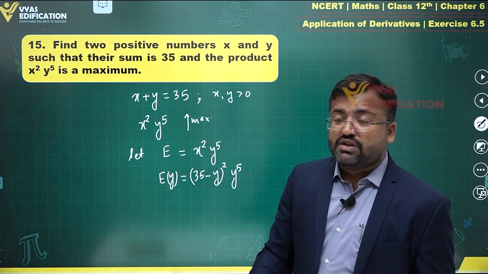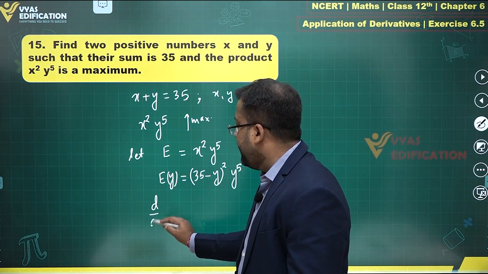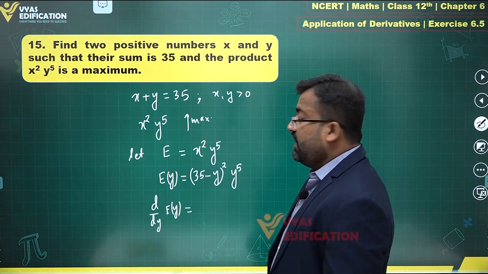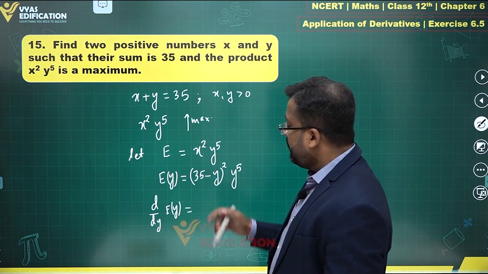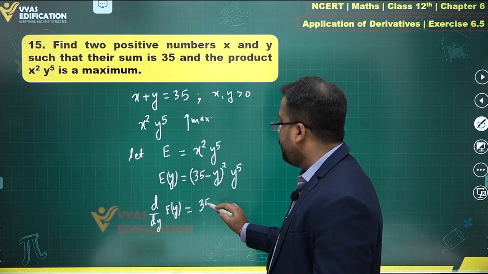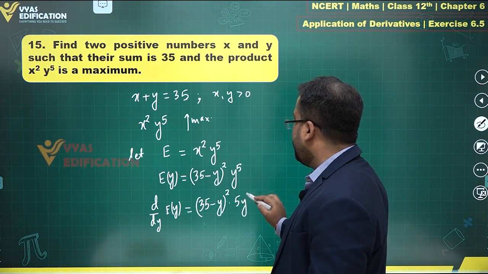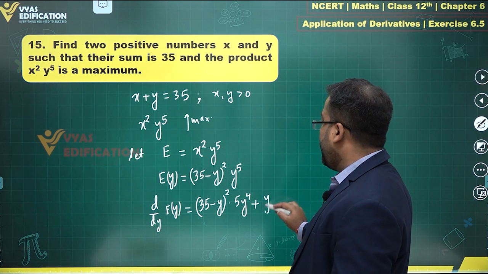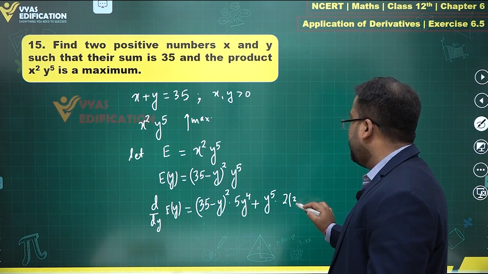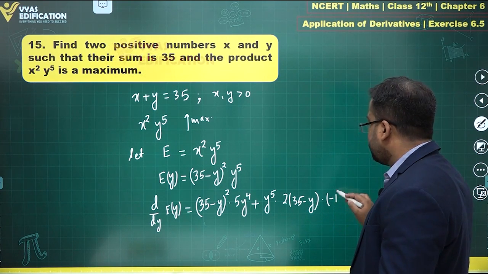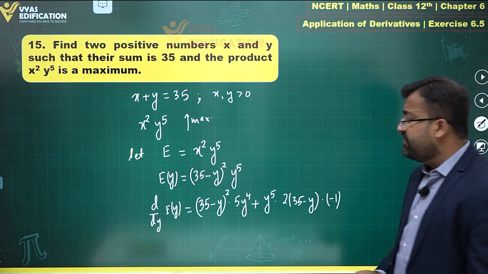And the next thing that I'll do is differentiate this. d by dy of E(y), and what is that? We'll apply the product rule first, and along with that the chain rule. So 35 minus y whole squared times 5y power 4, plus y power 5 remains as it is, times 2 times 35 minus y, and the derivative of 35 minus y is minus 1.